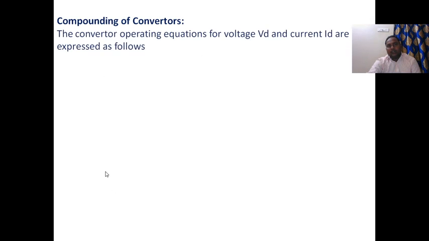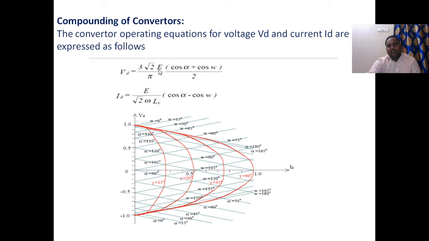Compounding of converters. The converter operating equations for the voltage Vd and current Id are expressed as follows. Vd is equal to 3√2 E by pi times (cos alpha plus cos omega). Id is equal to E by (√2 omega Lc) times (cos alpha minus cos omega). Whenever alpha and omega values vary, how will the characteristics be obtained?